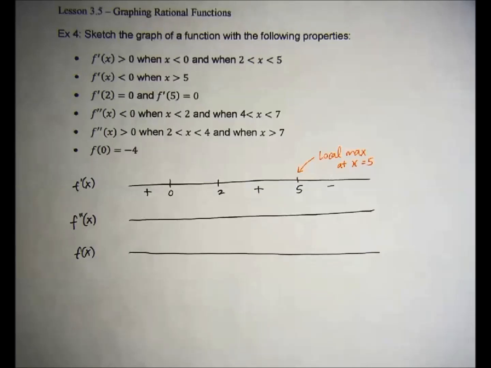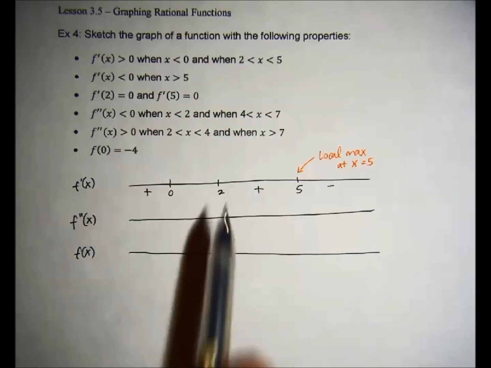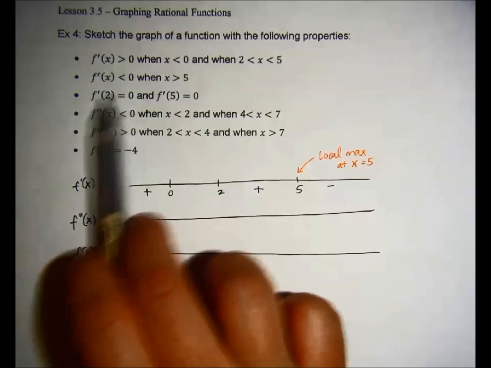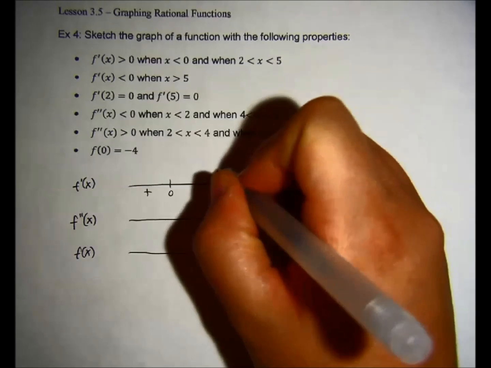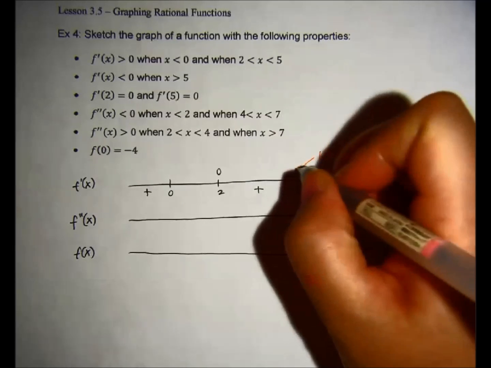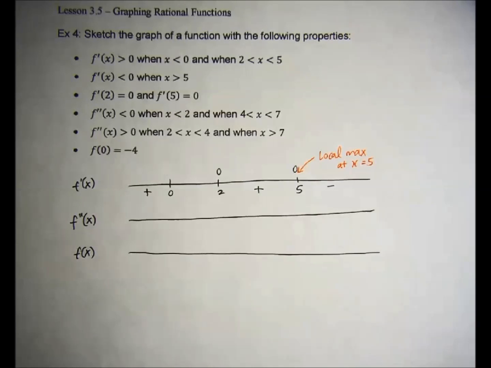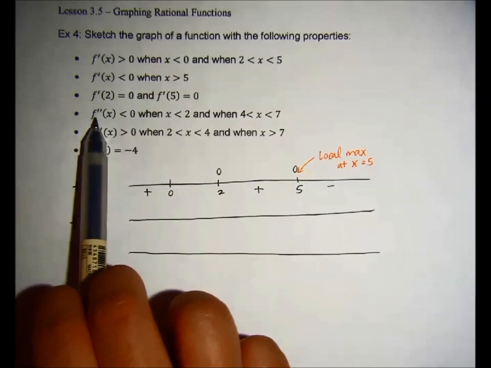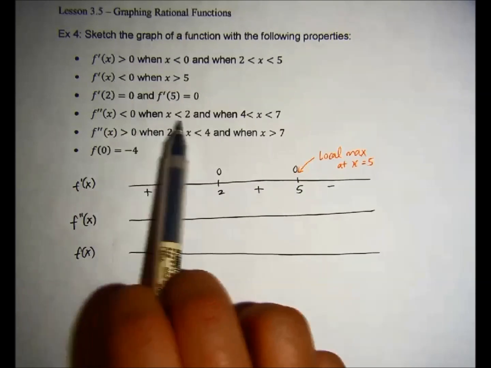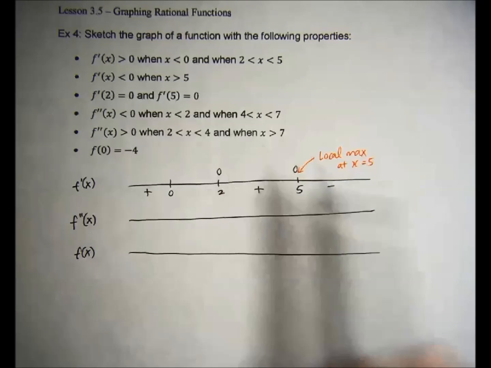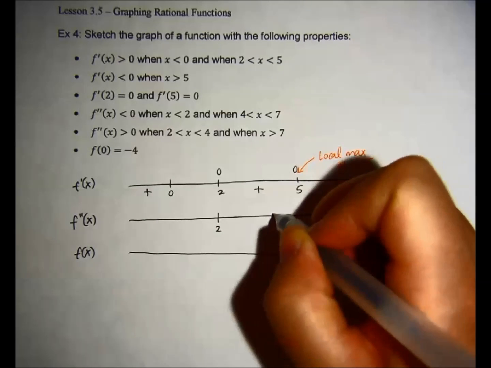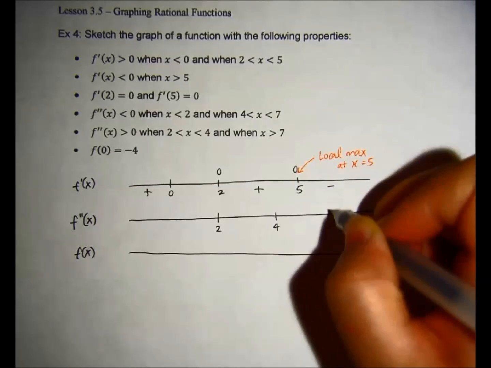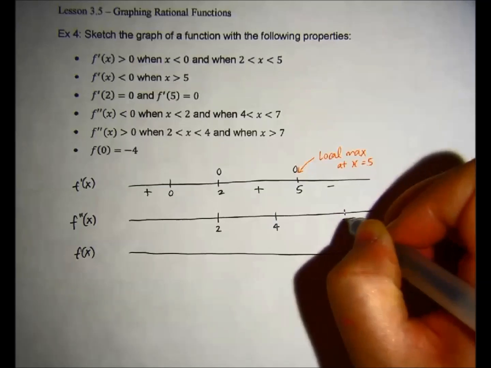Okay. And then the other thing is, this is confirmed based on the fact that our f prime of 2 is equal to 0 here, as well as f prime of 5 equals 0. Okay. So now for this next part, the second derivative is negative when x is less than 2 and when x is between 4 and 7. So just try to line it up approximately the same here and up here.